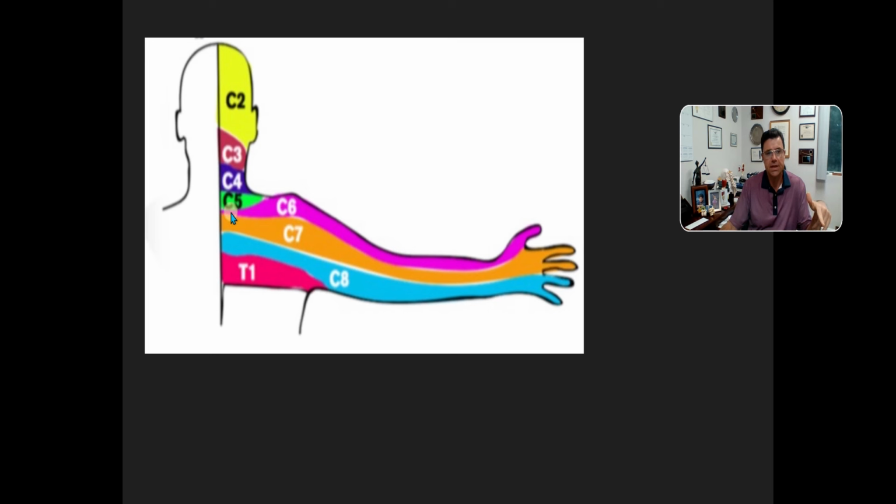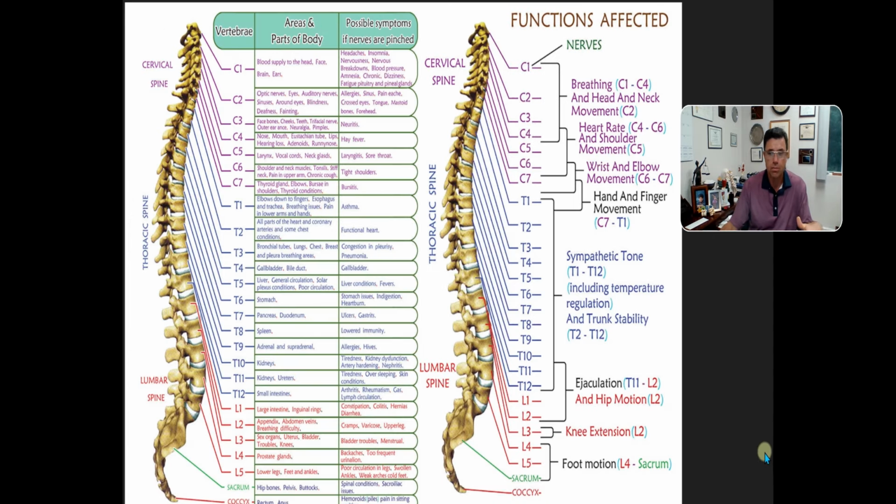So for example, you have C6, which is the sixth cervical vertebra, and that corresponds to your thumb, whereas the seventh one goes to your index finger, and the eighth one goes to the pinky finger. T1 is more like under the shoulder, the scapula. C2 is the head. Yeah, and then this chart is actually much more in depth. This chart shows you everything.